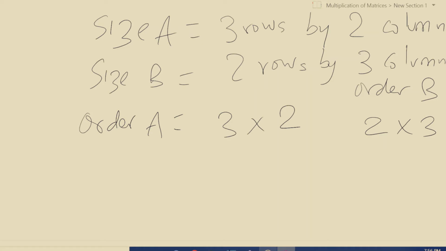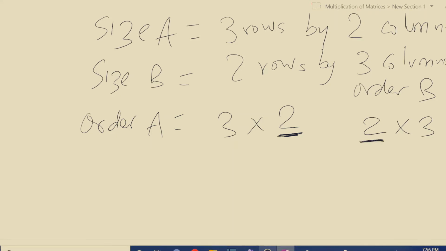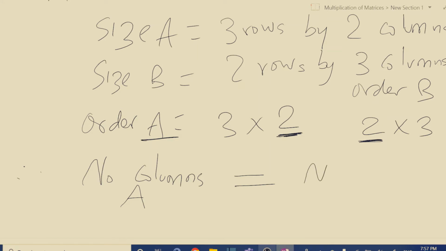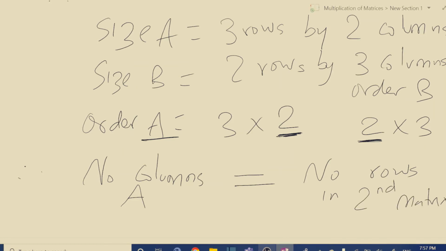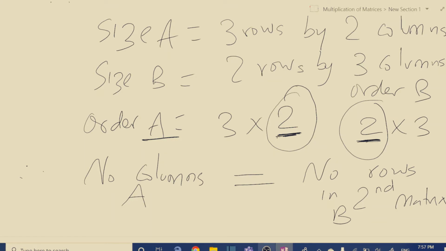So in multiplication, all you need to look for is to make sure that the number of columns of the first matrix must be equal to the number of rows in the second matrix. Let me write that down. For multiplication, the number of columns in matrix A, which is our first matrix, is equal to the number of rows in the second matrix, which in this case is matrix B. As long as these are the same, then you can proceed and multiply those two matrices together.